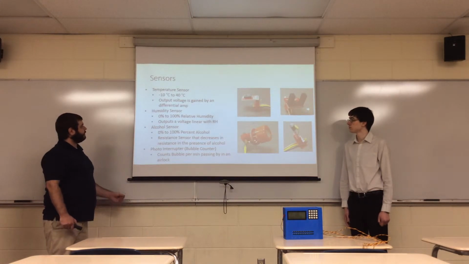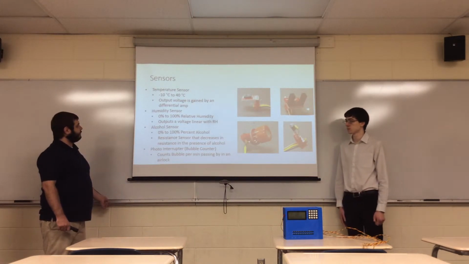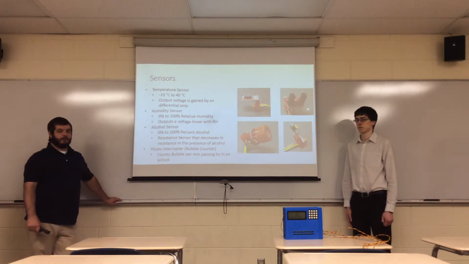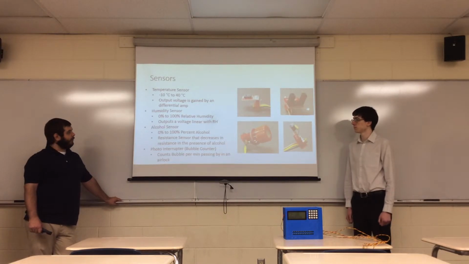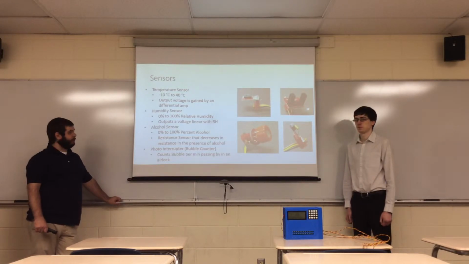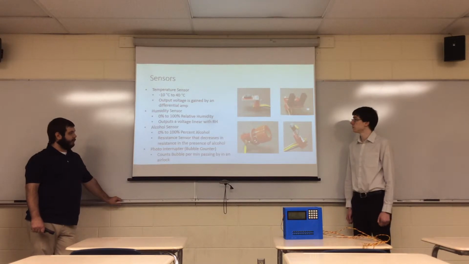Tell you a little about the sensors. The temperature sensor reads temperatures from -10 degrees C to 40 degrees C. The output is put through a differential amp, that instrumentation amp, that gains it to 0 to 5 volts to get better resolution on the input. The humidity sensor outputs a voltage that corresponds to 0% humidity to 100% relative humidity. This voltage is linear with relative humidity. The calculations are done in the microcontroller.